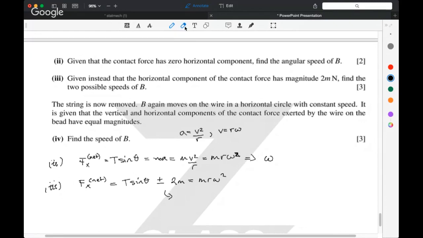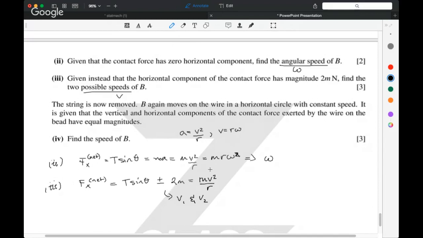Well, actually what they're asking for is the possible speeds. They're being very naughty and saying angular speed here, for which they mean omega. And then they're saying speed here, by which they mean v. So you know, it's in the solutions. That's very stupidly confusing of them. So let's use mv squared over r. So this gives you two possible values of v1 and v2, either plus or minus this 2m.